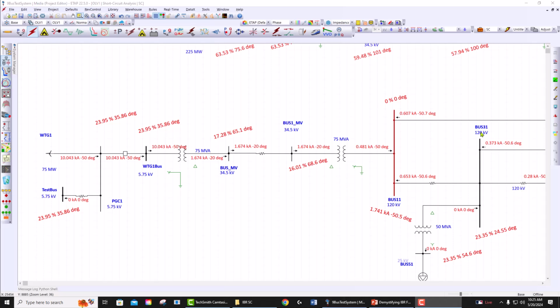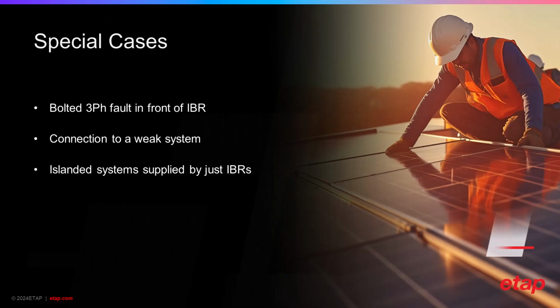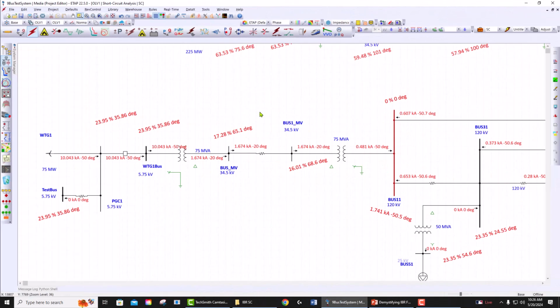Now we talked about this case. Let me share back my presentation. Again, the case of these angle rotations typically happens in the case of a fault close to the IBR. Now, if the fault is in front of the IBR like this, ETAP is going to bypass it. It detects this, and it's always going to use the pre-fault voltage.